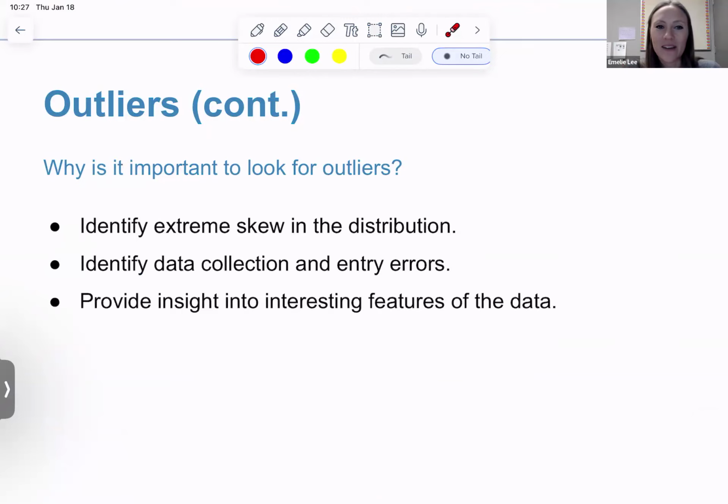Outliers, we need to keep an eye on outliers just because extreme values are interesting, especially in statistics. We're usually concerned with those extreme values, but also to make sure that it's not a data collection error or something like that.